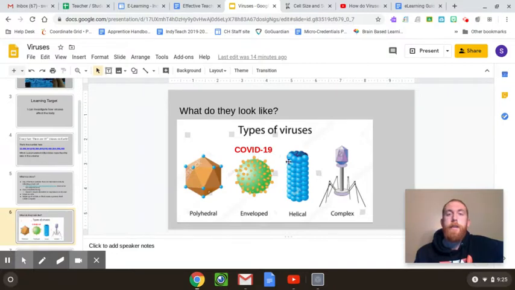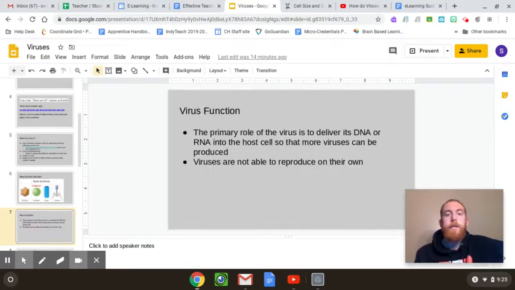So we've been hearing a lot and started to learn about COVID-19, which is an enveloped type of virus. These are what most colds look like, but there's also 4 other shapes as well. So you guys can see that there. But that's just an idea of what these viruses look like. So they're tiny, microscopic, but we have an idea of what they look like.